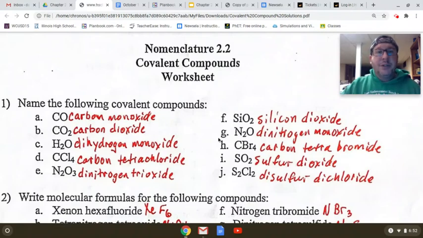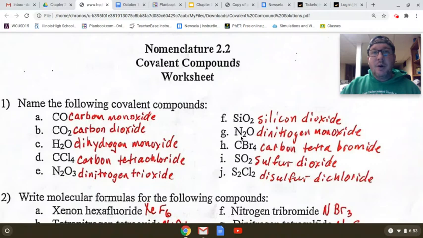B, CO2, carbon dioxide. Oxygen has 2 subscript there. C, H2O, dihydrogen monoxide. You got to watch out for that compound, dihydrogen monoxide. It's a little scary. D, CCl4, carbon tetrachloride. There's 4 chlorides there. E, N2O3, dinitrogen trioxide. F, SiO2, that is silicon dioxide.